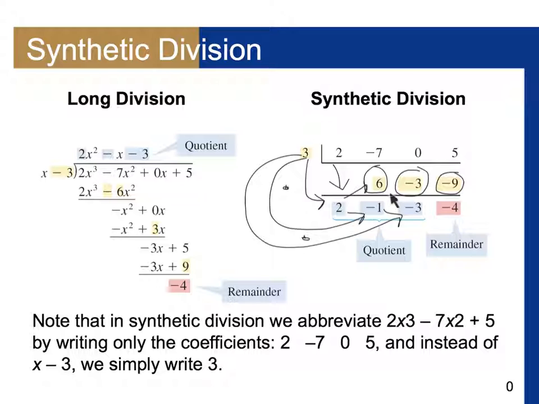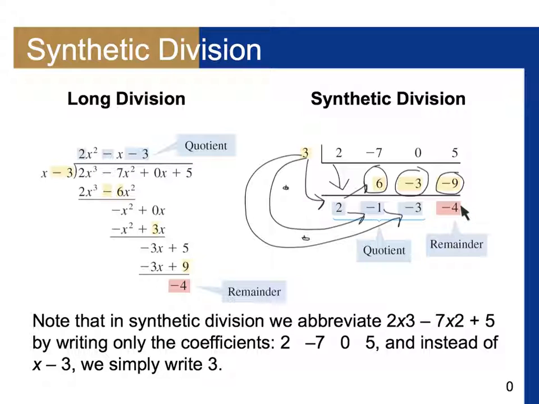So 0 plus 2 is 2. Minus 7 plus 6 is minus 1. 0 plus a minus 3 is minus 3. And then 5 plus a minus 9 is minus 4. Now we are done. This gives us our answer. It actually gives us the coefficients.